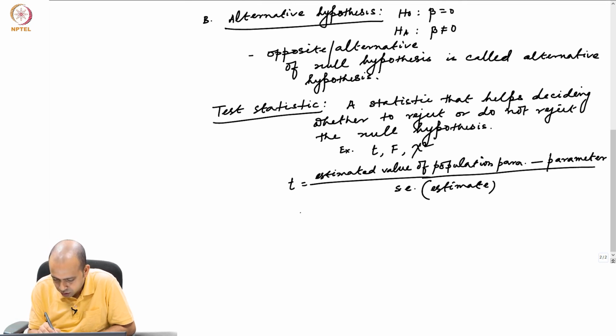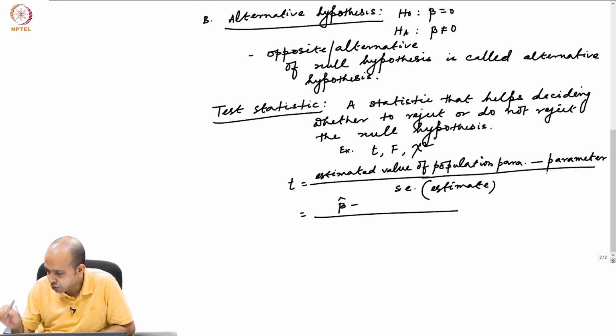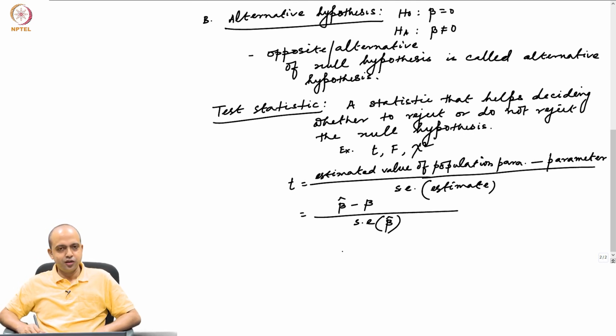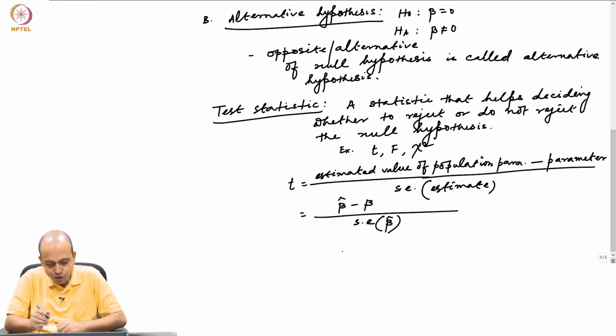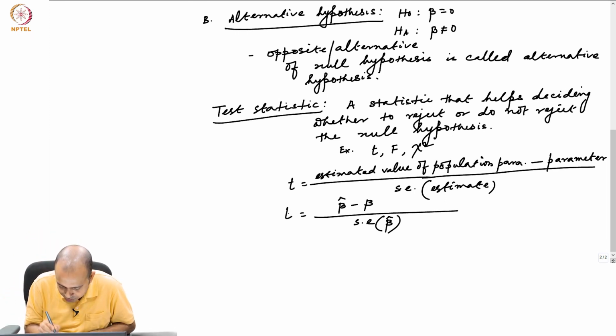In terms of notation, the estimated value of the population parameter is beta hat, minus the parameter, that means beta, divided by the standard error of the estimate, that means standard error of beta hat. Beta hat minus beta divided by standard error of beta hat. This is how we define our t statistic.